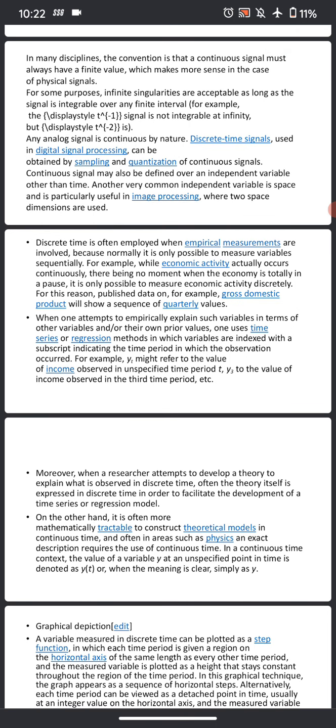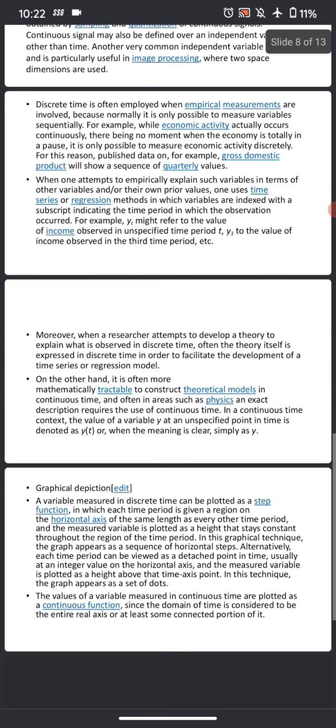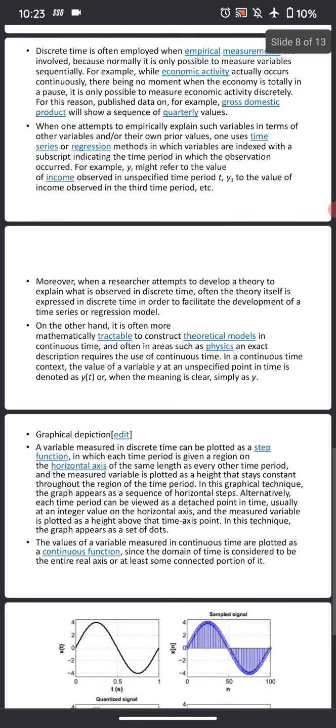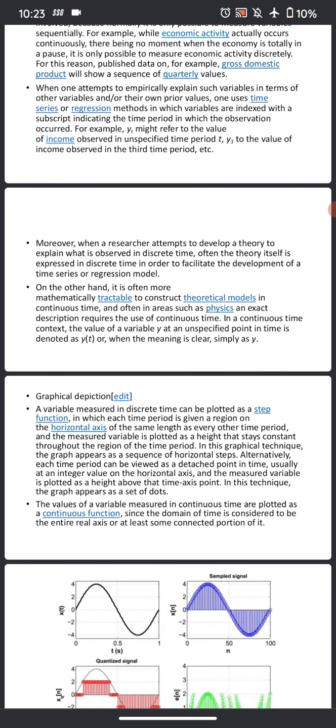When one attempts to empirically explain such variables in terms of other variables and or their own prior values, one uses time series or regression methods in which variables are indexed with a subscript indicating the time period in which the observation occurred. For example, y_1 might refer to the value of income observed in unspecified time period t, y_3 to the value of income observed in third time period, etc. Moreover, when a researcher attempts to develop a theory to explain what is observed in discrete time, often the theory itself is expressed in discrete time in order to facilitate the development of time series or regression model.